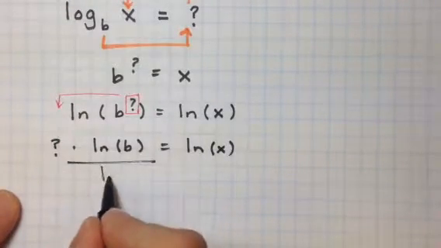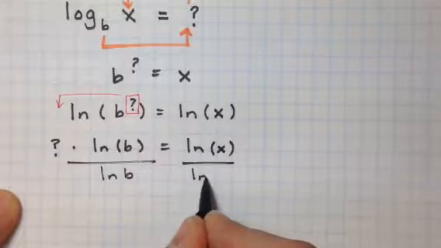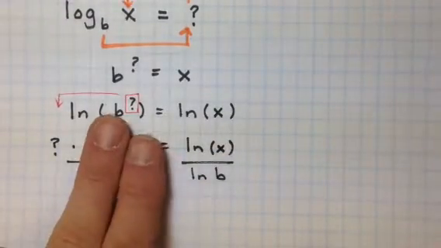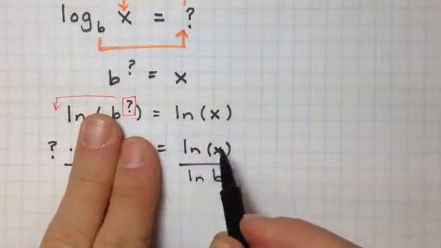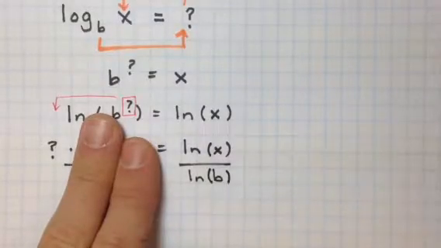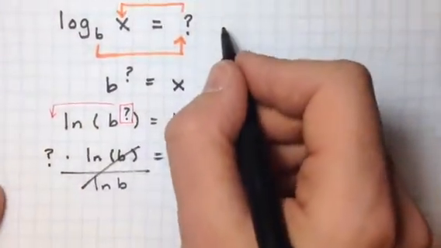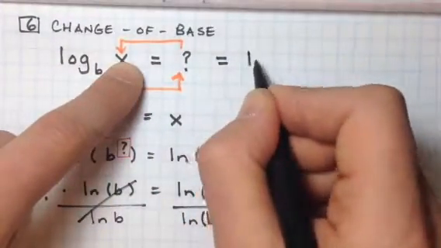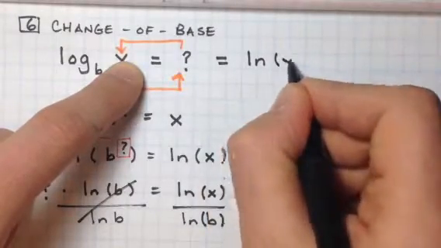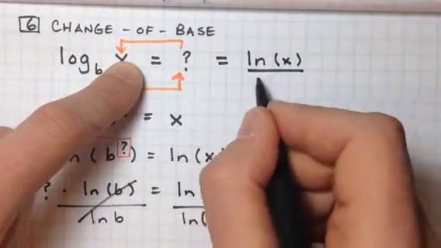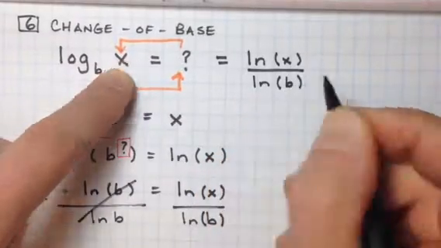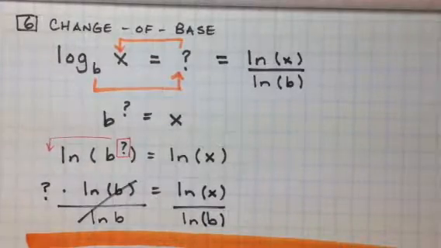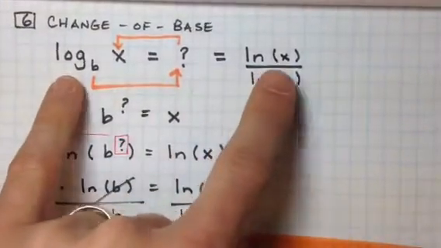And we want to know what question mark is, so let's divide. And we end up here with question mark being equal to the natural log of x over the natural log of the base. So the moral of the story is, let's come back up here, log base b of x is equal to natural log of x over natural log of b. With that in mind, let's look at one last example where we're going to use this property.